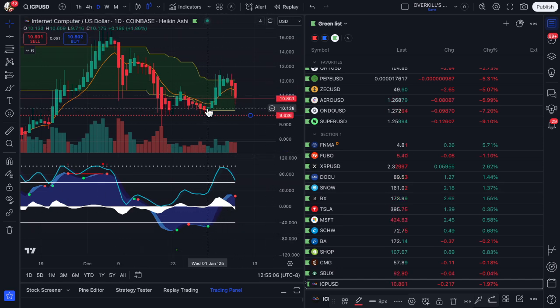Okay, again, your entry should have been right here at 10.10 off the green dot. So you're still technically up on the trade. I just set that stop loss right there at 9.63. 963 there on the stop loss.